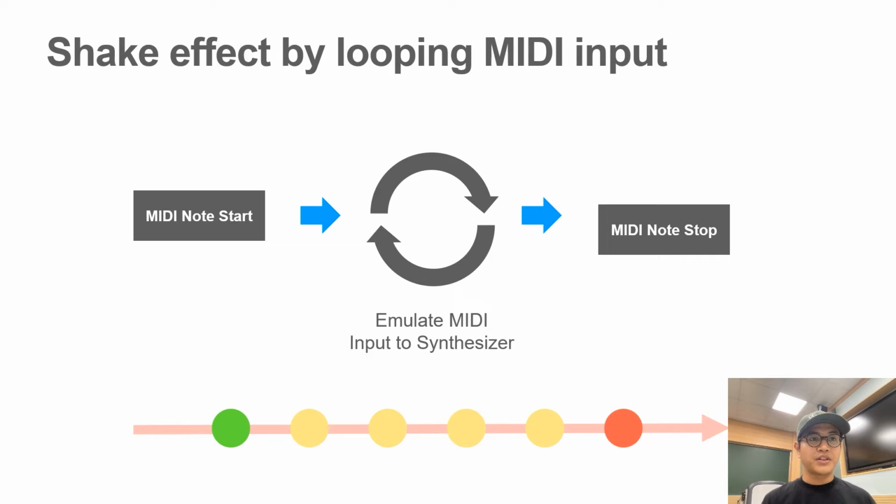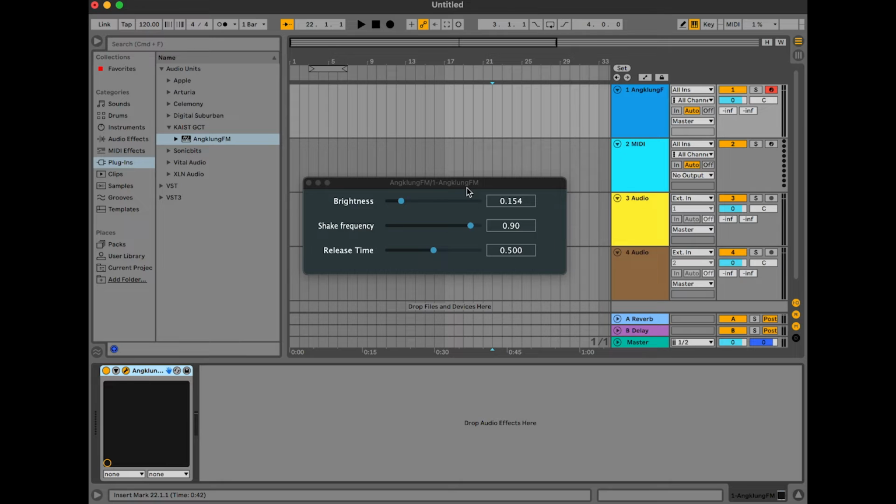And to regenerate the shake effect of our angklung, I proposed a MIDI clock controller inside our plugin. So every time the MIDI note command is given, it will start the clock and then try to emulate the MIDI input into the synthesizer. So it will keep repeatedly playing the note at a certain frequency until there is a MIDI stop input. Now, the actual look of my plugin.